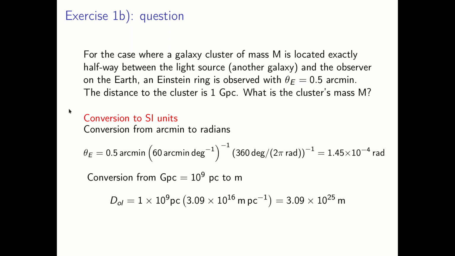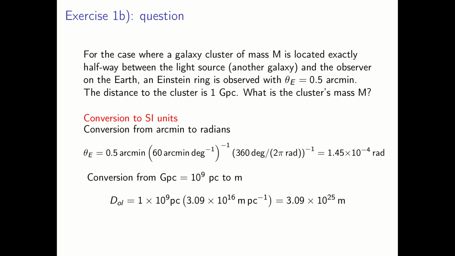Now, the second part of the question says, for the case where a galaxy cluster of mass m is located exactly halfway between the light source, another galaxy in this case, and the observer on the Earth, an Einstein ring is observed with theta E of 0.5 arc minutes. The distance to the cluster is 1 gigaparsec. What is the cluster's mass m?